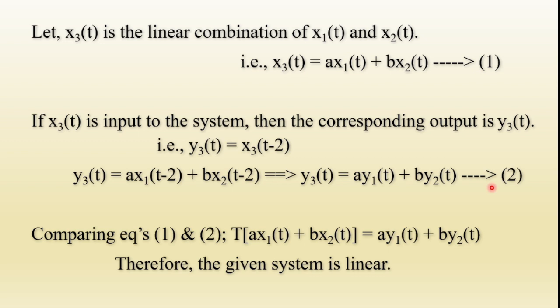So this is the procedure we can use to determine linear and non-linear systems. If this condition is not satisfied, that is, the transformation of a x1 of t plus b x2 of t is not equal to a y1 of t plus b y2 of t, hence the given system is a non-linear system. Now here in this example, the linearity property condition is verified. Hence the given system is a linear system.